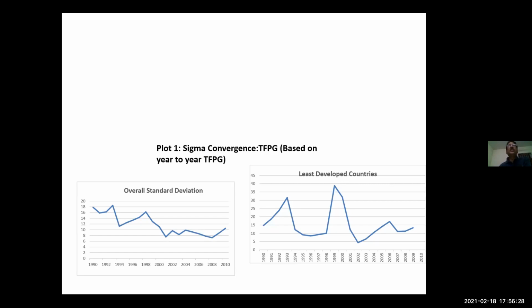If we look at the sigma convergence, so if we take all the countries together from the developed as well as the developing countries, then there was a decline around 2002, 3, 4, and then there was a slight increase after 2008, particularly after the financial crisis. You get to see that there is a slight increase in the divergence rather taking place. Now, in case of least developed countries, there are several ups and downs, but over that entire period, it is difficult to say whether there was any sigma convergence or divergence.